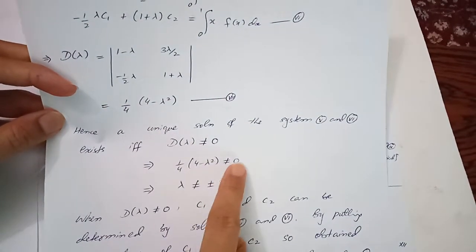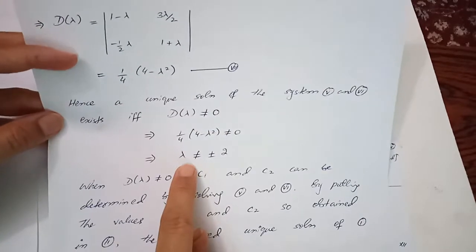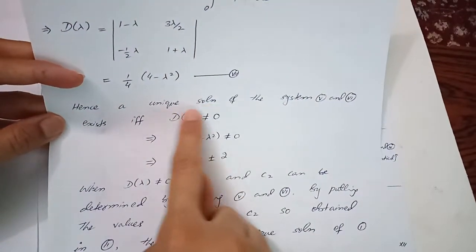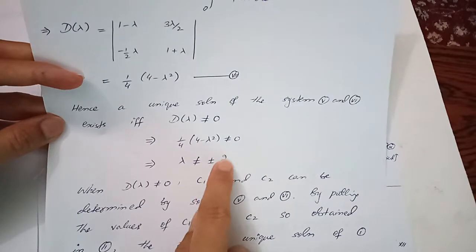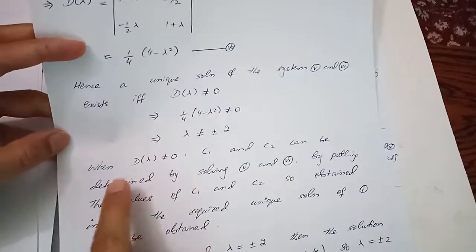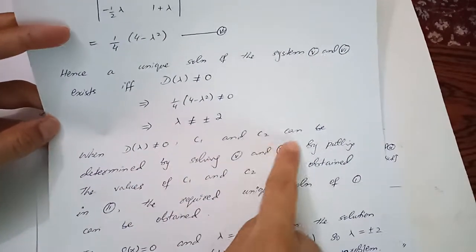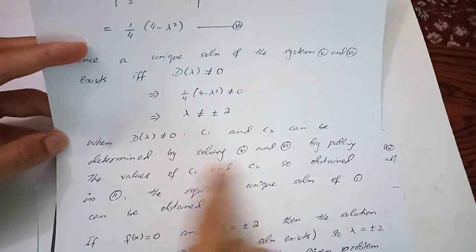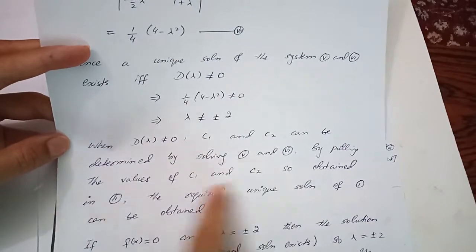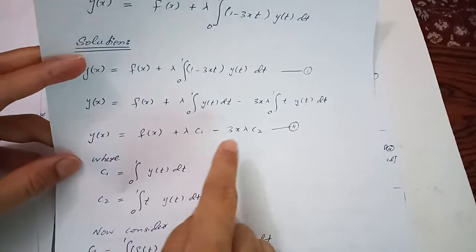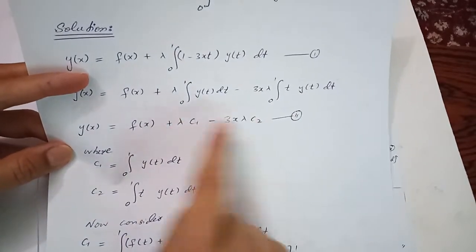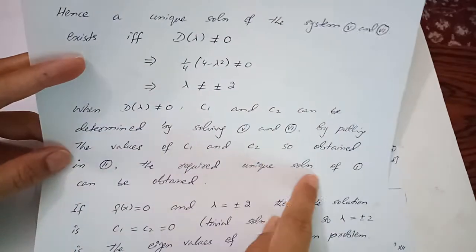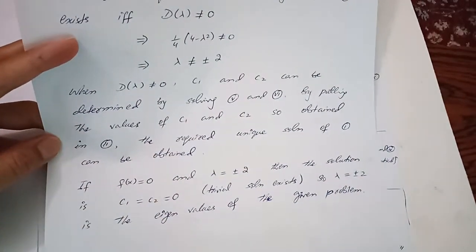So take this value as not equal to 0, simplify it. So it means we will get a unique solution if our lambda is not plus and minus 2. When D of lambda is not 0, c1 and c2 can be determined by solving 5 and 6. By putting the values of c1 and c2 so obtained in equation number 2, this was our main solution y of x. If I plug in the value of c1 and c2 here, I will get my solution. The required unique solution of 1 can be obtained.